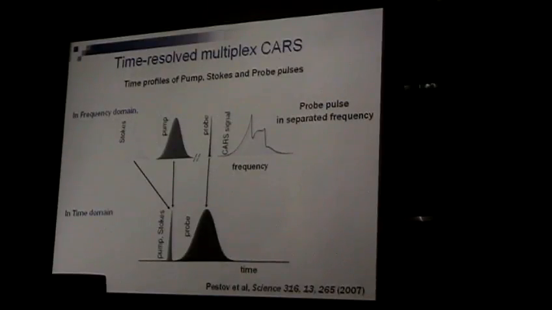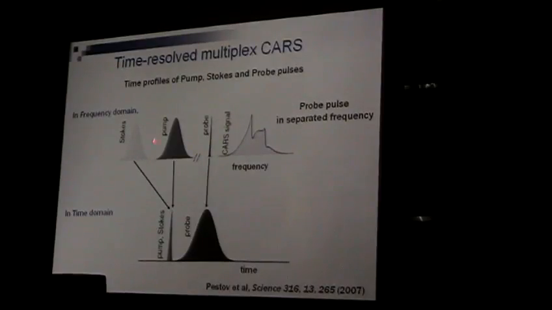One way to remove or avoid the non-resonant signal is time sequencing. This was actually work in 2006, published in Science. One group thought we can do this using the time profile difference between resonant and non-resonant signals. So this is what they did.